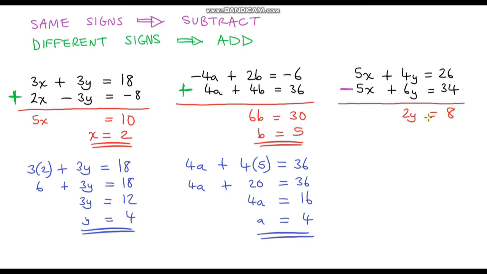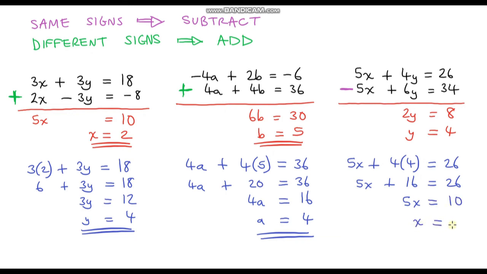So if you did do it the other way around, you'll be left with negative 2y equals negative 8. But then the solution would always be y equals 4. So whichever way around you do it, you should get y equals 4 as your answer. So let's substitute that back in. Let's use the top equation. So 5x plus 4 times y, where y is 4, equals 26. So we've got 5x plus 16 equals 26. Subtract 16 from both sides, we get 5x is equal to 10. And therefore x is equal to 2. So we've found our solutions.